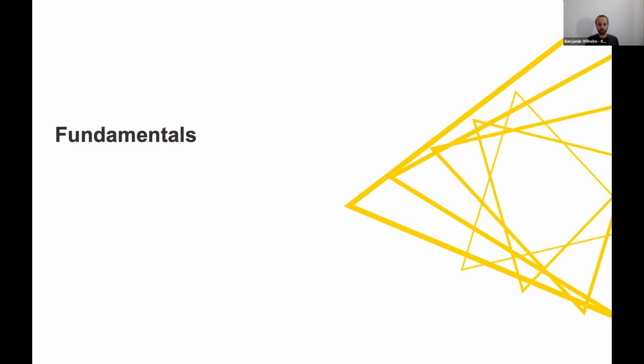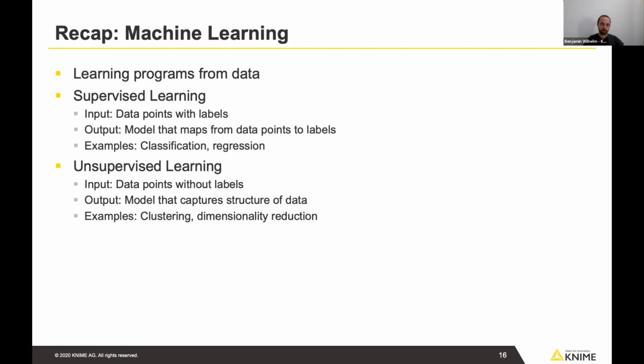Okay, now that we are motivated to use it, let's go over some fundamentals so we all know what we are talking about. Deep learning is a kind of machine learning, and machine learning means learning programs from data. There are two major kinds of machine learning. One is supervised learning, where you have data points that have labels assigned to them. And then the task of the model is to map new data points to these labels. Examples are classification and regression.